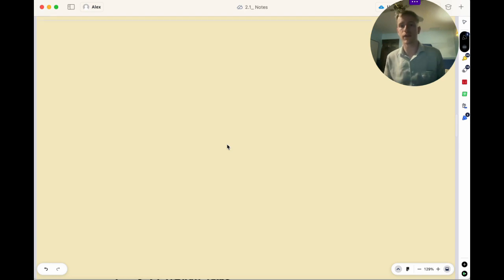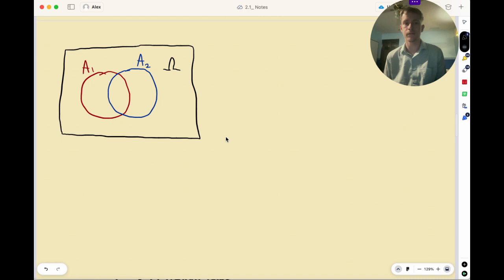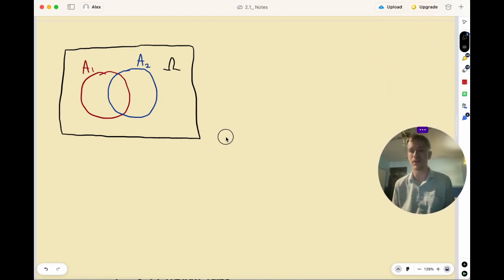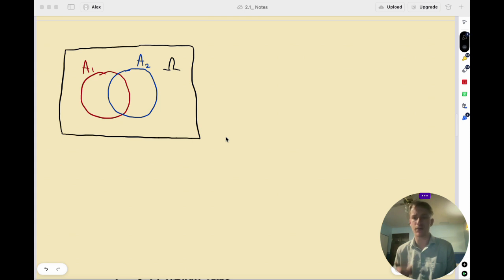So what I want to do now is start talking about unions, intersections, and complements, and go over all the basic set theory knowledge. We're going to start off with this picture, which is a very helpful pictorial representation. I love Venn diagrams. They're such an underrated and also powerful tool. So let's start off with unions.